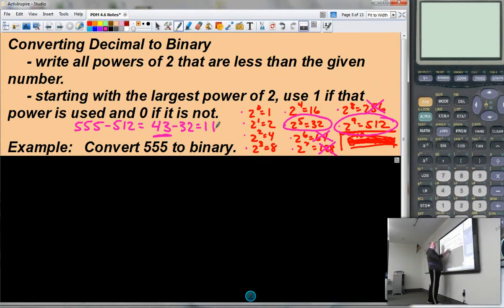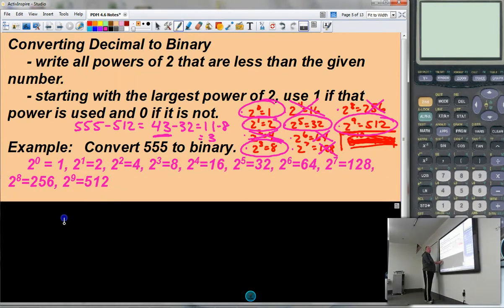So since I have only 11 left, I can get rid of 16. I can use the 8 though. So I subtract 8 and I have 3 left over. The 4 isn't going to cut it, but the 2 and the 1 both will. So when it's all said and done, if I add up the things that I've circled over here, 512 plus 32 is 544, plus 8 is 552, plus 2 is 554, plus 1 is 555.